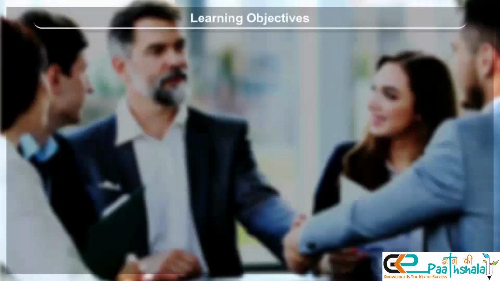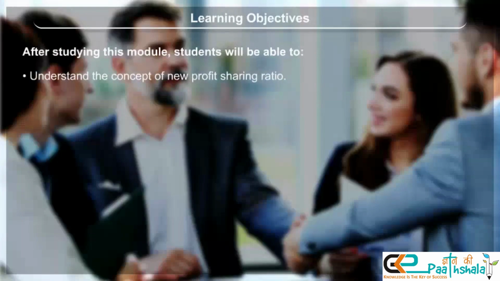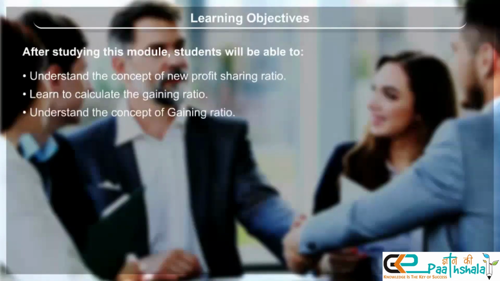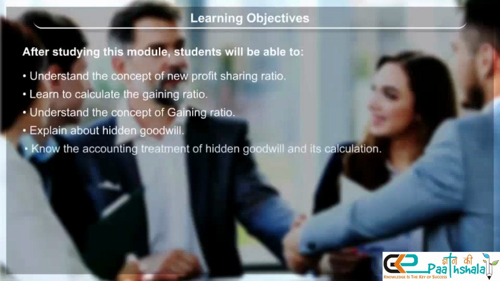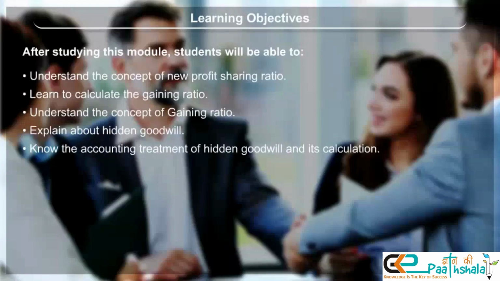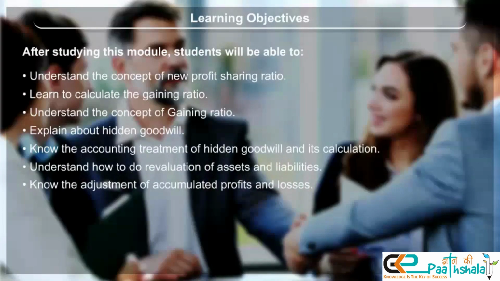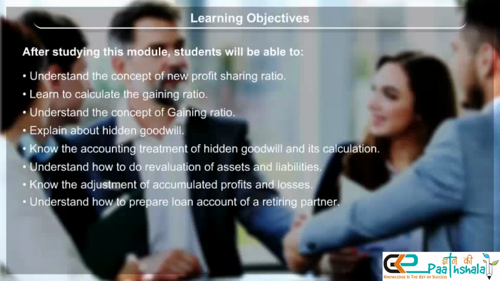Learning objectives. After studying this module, students will be able to understand the concept of new profit sharing ratio, learn to calculate the gaining ratio, understand the concept of gaining ratio, explain about hidden goodwill, know the accounting treatment of hidden goodwill and its calculation, understand how to do revaluation of assets and liabilities, know the adjustment of accumulated profits and losses, understand how to prepare loan account of a retiring partner, prepare balance sheet of a reconstituted firm.